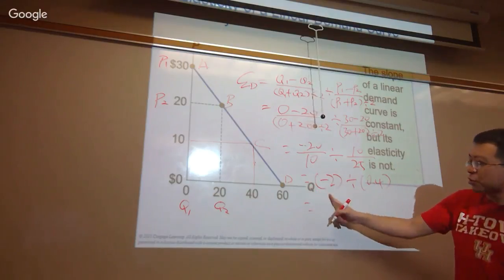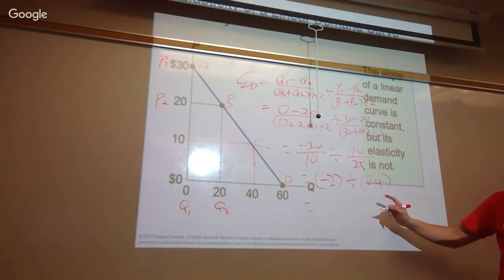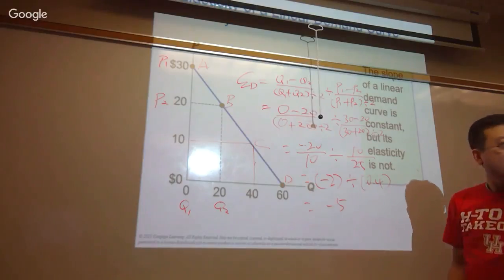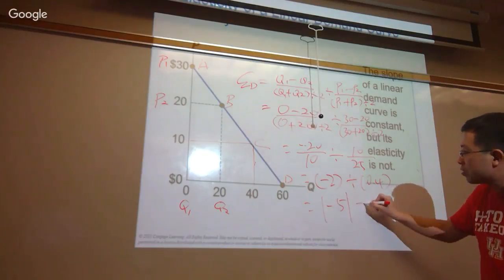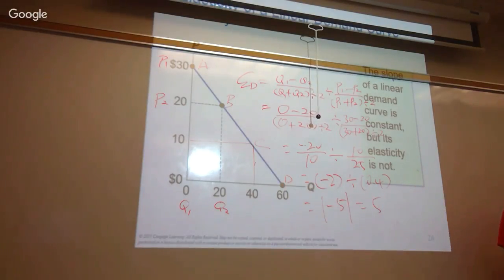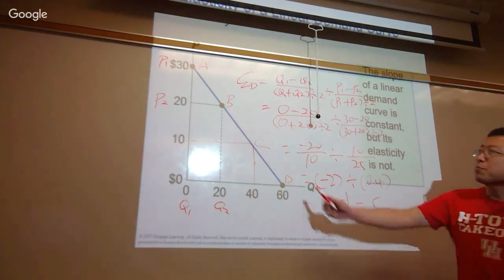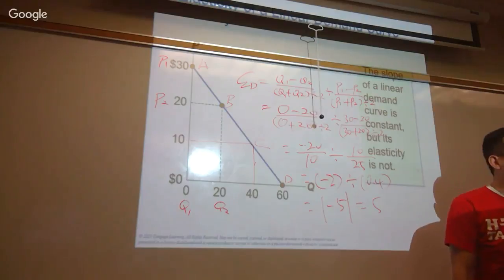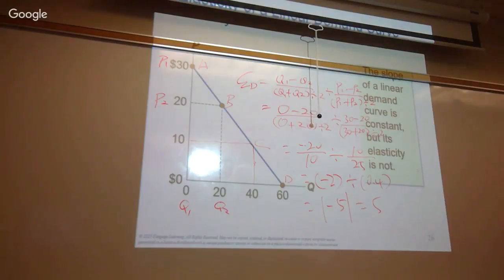So minus 2 divided by 0.4, your answer will be minus 5. Remember, take the absolute value, so it's only 5. Everybody got it? Yeah? So do the same thing between B and C and C and D. Find out what the elasticity is between those two points.